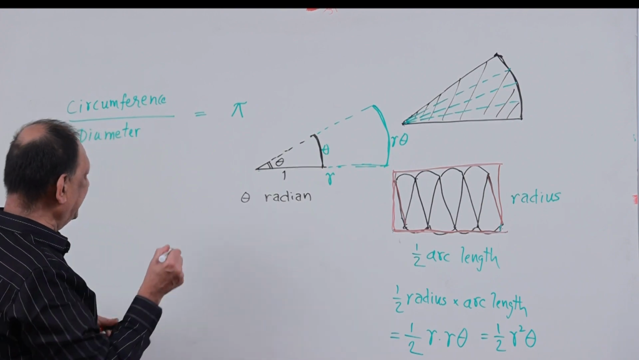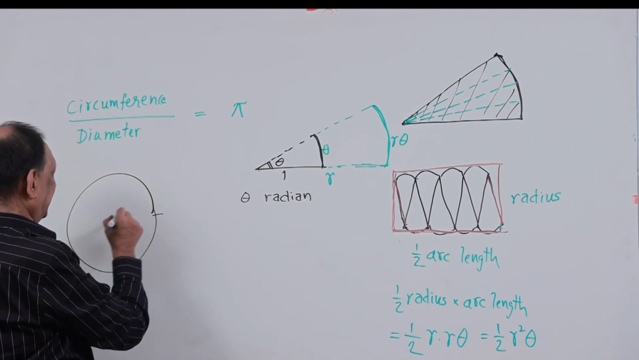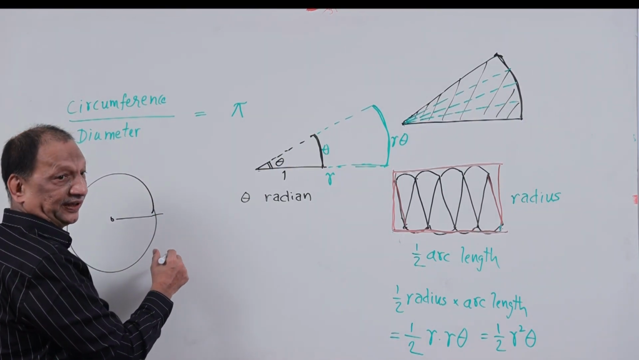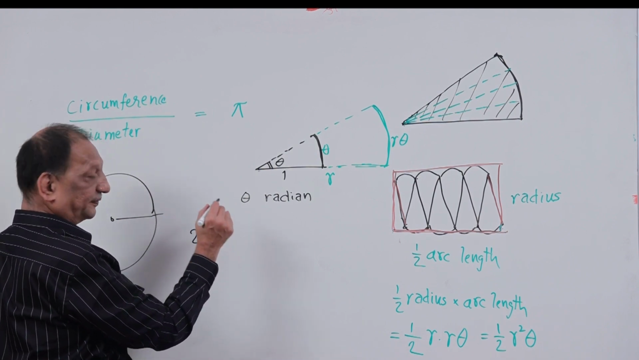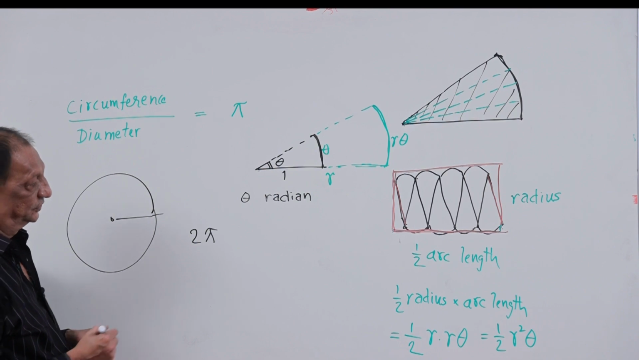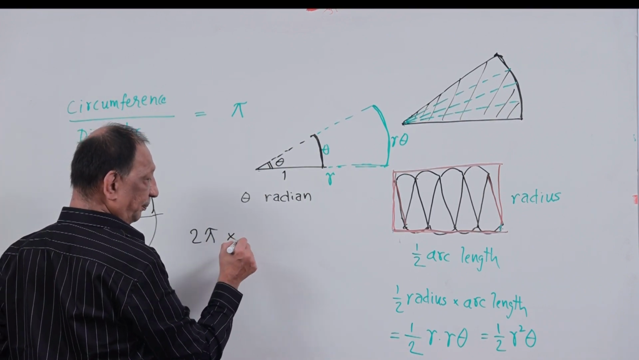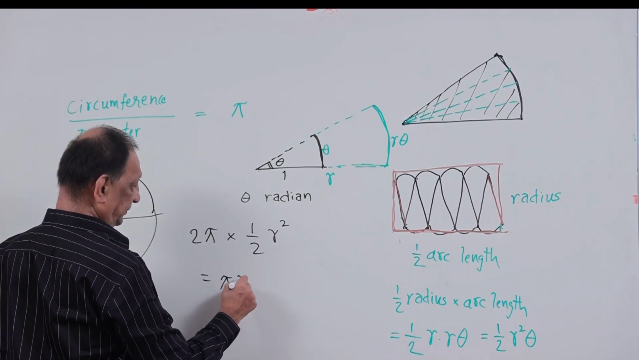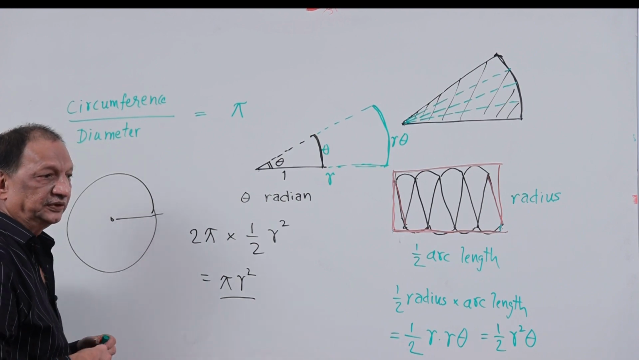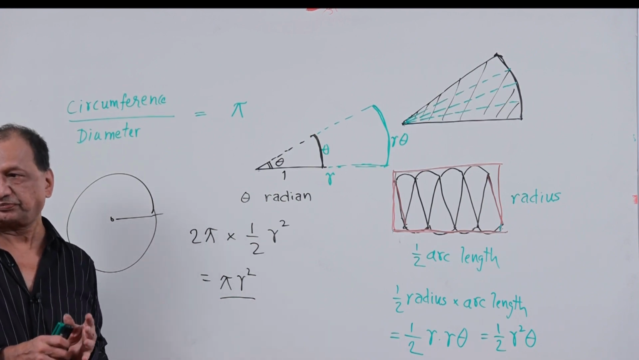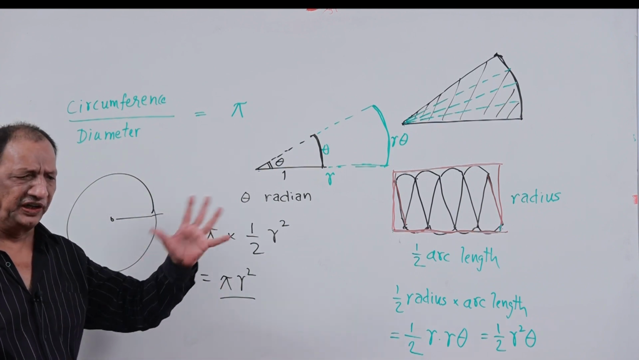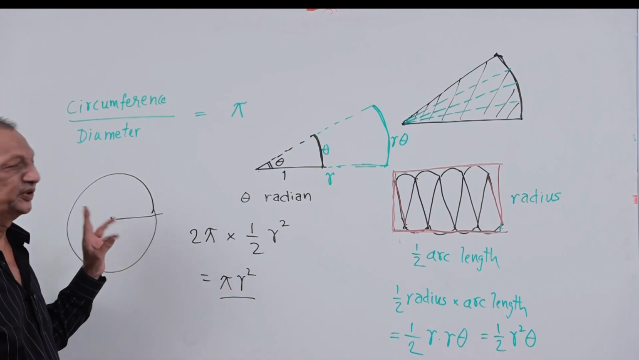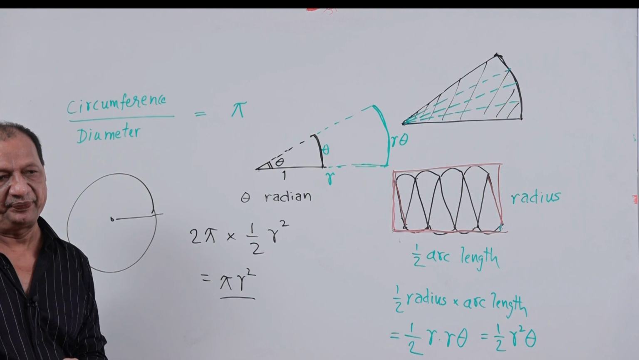Now, supposing I want the full area of the circle, what is the full angle of the circle? How much is that? 2 pi radians. So 2 pi multiplied by half r squared is pi r squared. Therefore, pi r squared becomes the area of the circle. Okay. Pi is that universal number which is the ratio of circumference to diameter of any circle. So pi r squared becomes the area of a circle. Is that clear? Okay.